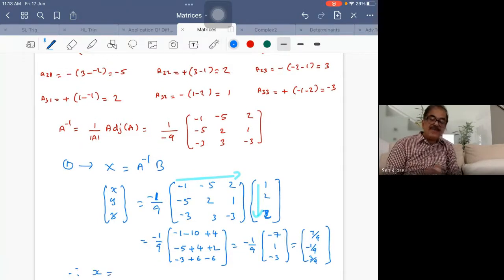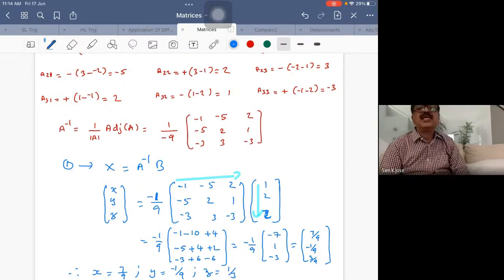So I compare the two matrices from left side and right side. So I'll get x is equal to 7 by 9, y is equal to minus 1 by 9, and z is equal to 3 by 9, or rather 1 by 3. So I have the solution, x, y, and z. That's the solution.